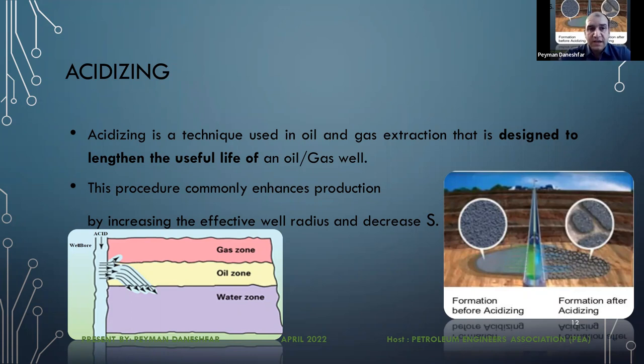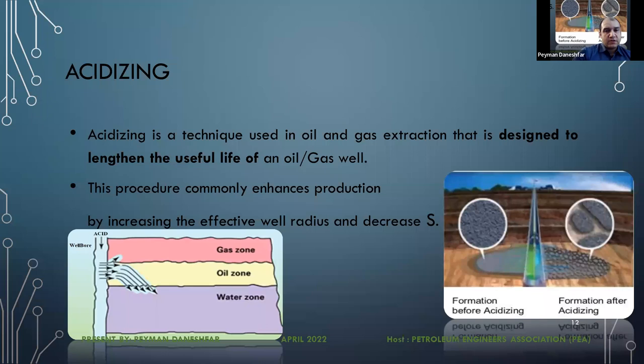What is acidizing? Acidizing is a technique used in oil and gas jobs that is designed to lengthen the useful life of an oil and gas well. It means that we inject the acid into a well, and the acid reacts with formations, cleans up the well and dissolves some particles that damage the pore throat. It can help us to increase the permeability, maybe increase the effective porosity, and when we do acidizing jobs, at least we can decrease the skin factor. Whenever the skin factor decreases, again I tell you, the production rate will increase.